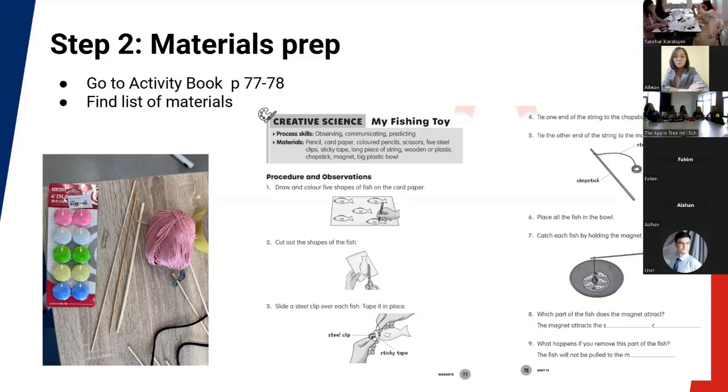You can draw the fish, or you can just cut the fish, and then stick the paper clip on it, from both sides. You can make a bigger fish because we have enough materials. You draw a fish, cut it, and then stick a paper clip. At the end, it should look like this. So this is your fish, with the paper clip.